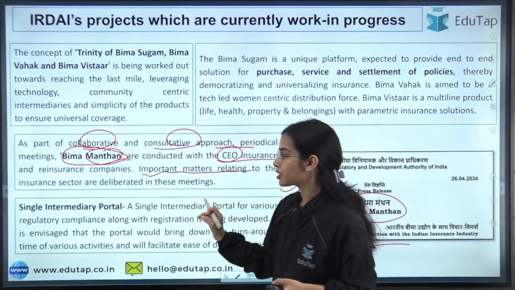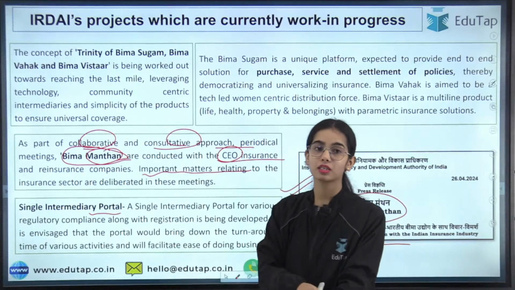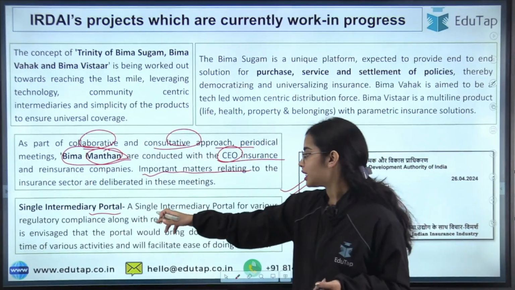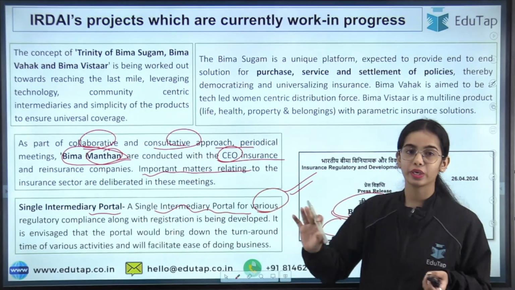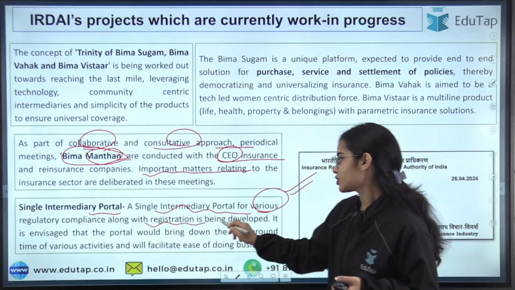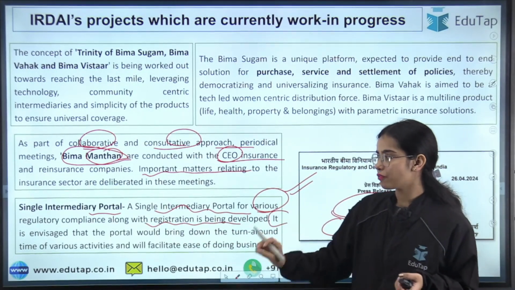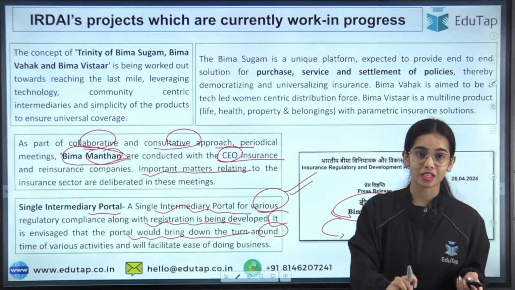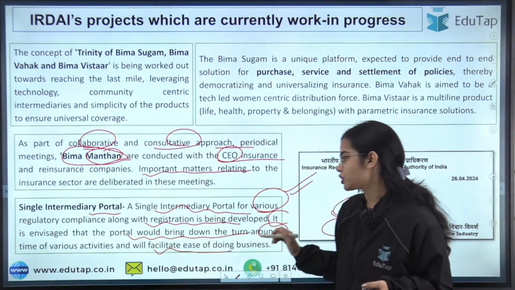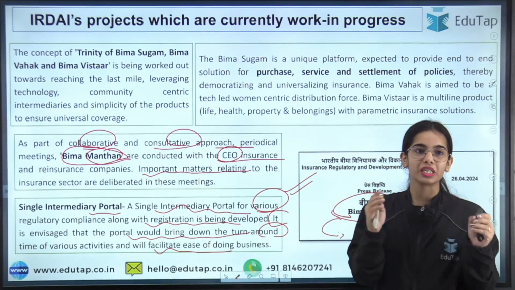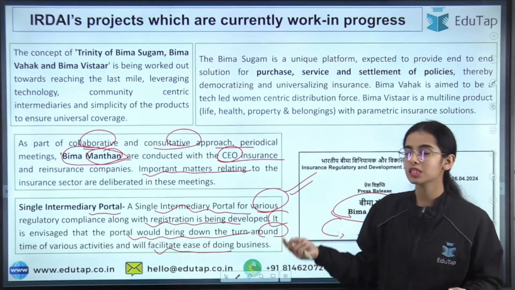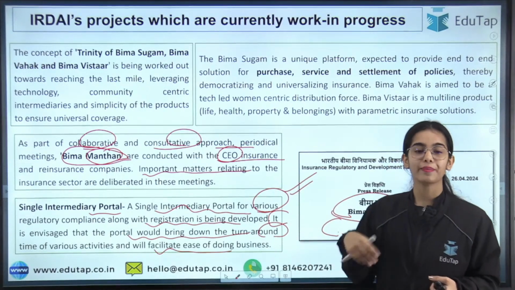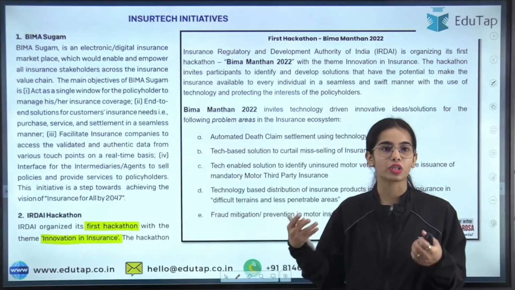Next is the single intermediary portal that has been launched by the IRDAI. A single intermediary portal for various regulatory compliance along with registration is being developed. It is envisaged that the portal would bring down the turnaround time of various activities and will facilitate ease of doing business. So this is a single portal for all the intermediaries to decrease the turnaround time and make the process faster for them.